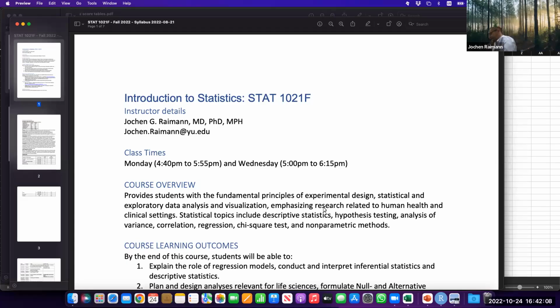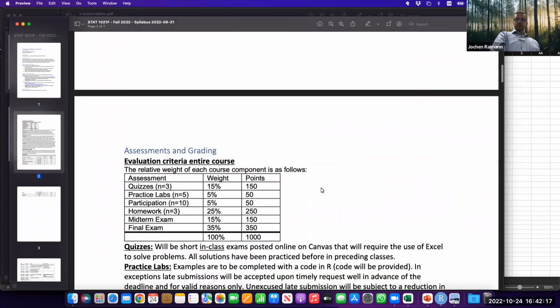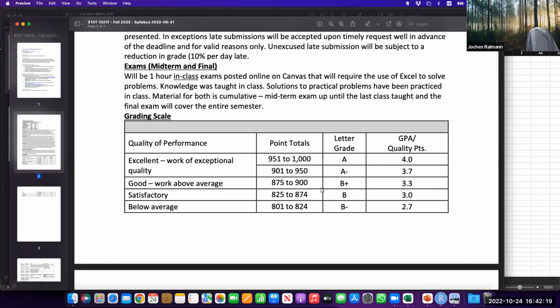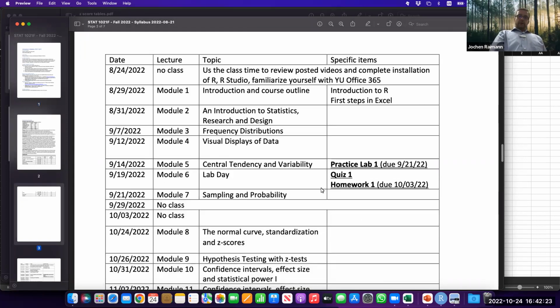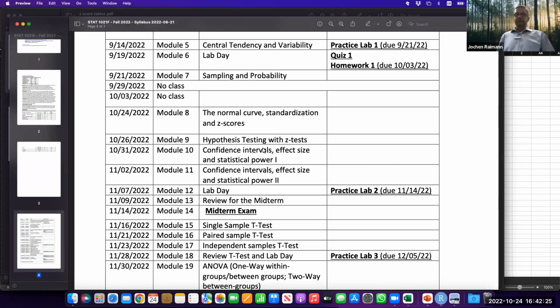Start the segue today into hypothesis testing, which we're going to do next time, I believe. So we will continue today. We're discussing today the normal curve, the standardization, and z-scores. And next time we're going to start with hypothesis testing. So the rest of the semester is essentially going to be around hypothesis testing.